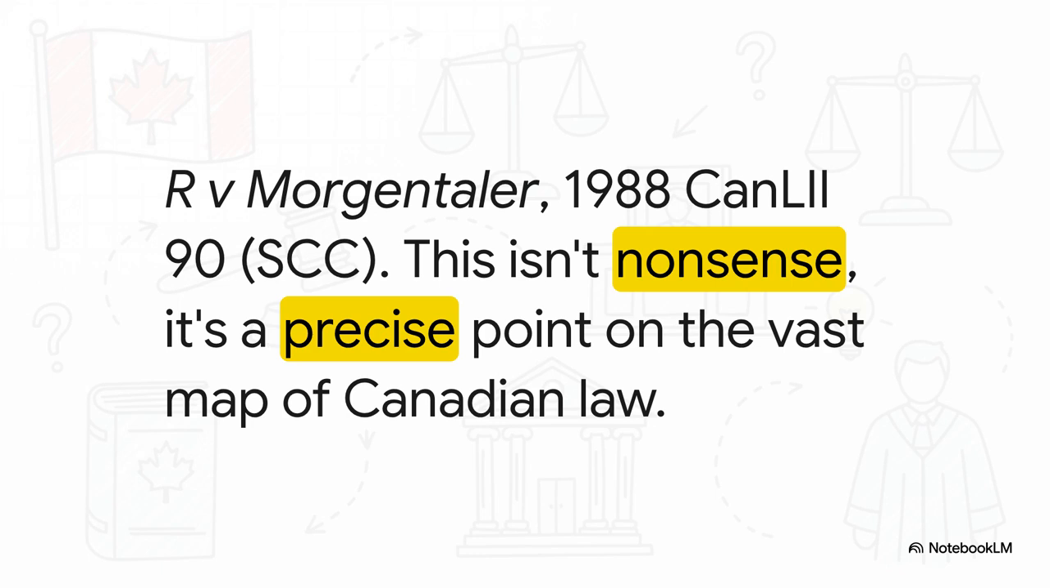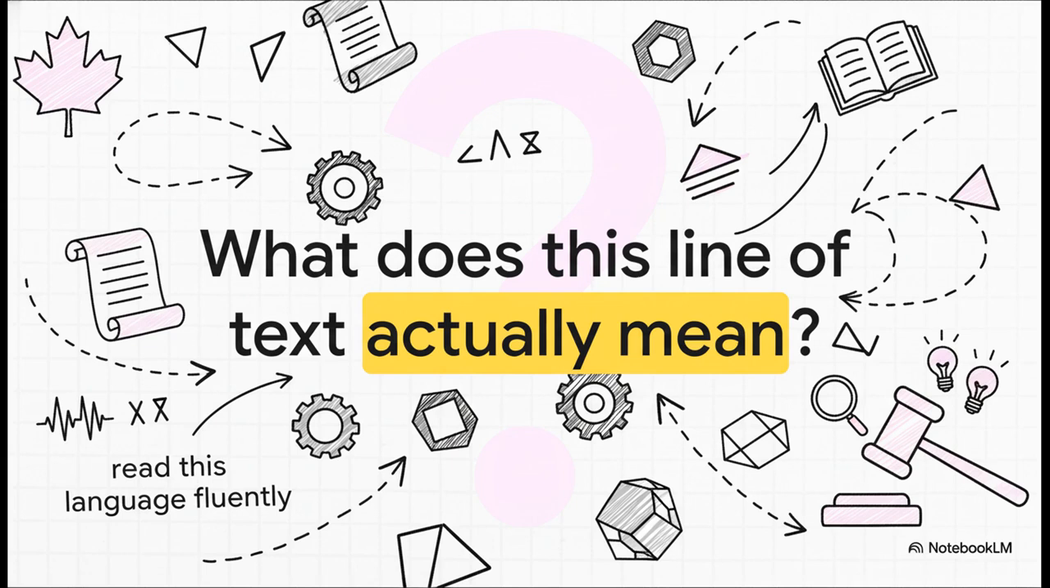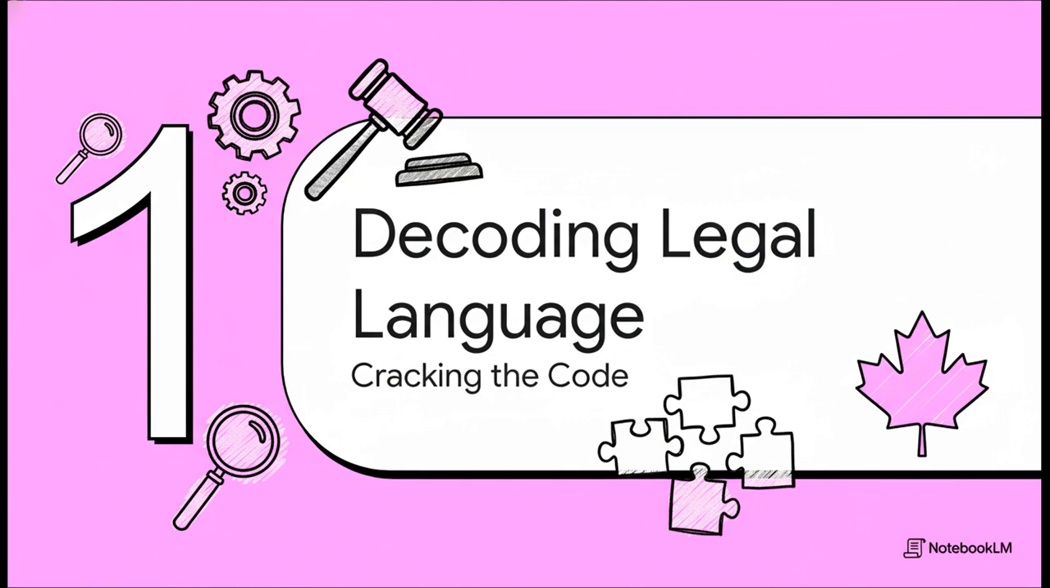Now, I know, to most of us, this probably looks like a jumble of letters and numbers. But what if I told you it's actually a super precise address on the massive map of Canadian law? So what is this thing actually telling us? That's the big question we're going to tackle. And by the time we're done here, you'll have the key to unlock not just this line, but any line like it.